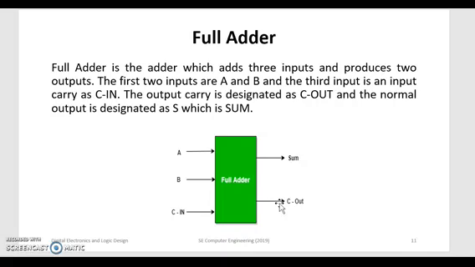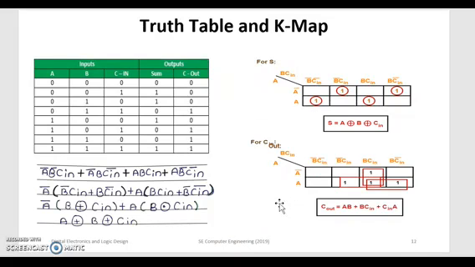In case of half adder, we just have 2 inputs A and B, and we generate the 2 outputs, sum and the carry. Here the in-between carry generated is also considered as C in input, and it generates the 2 outputs, sum and C out. So the truth table will have 3 inputs A, B and C in, and the outputs will be sum and the carry out, C out.